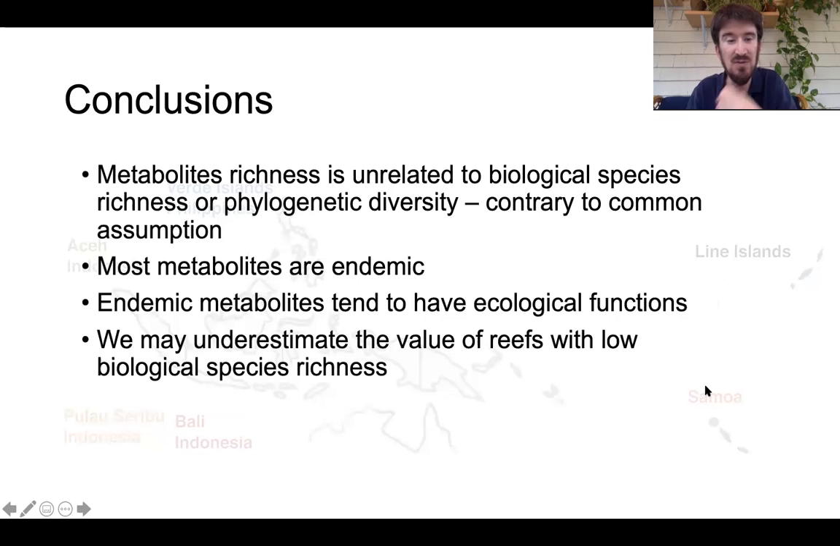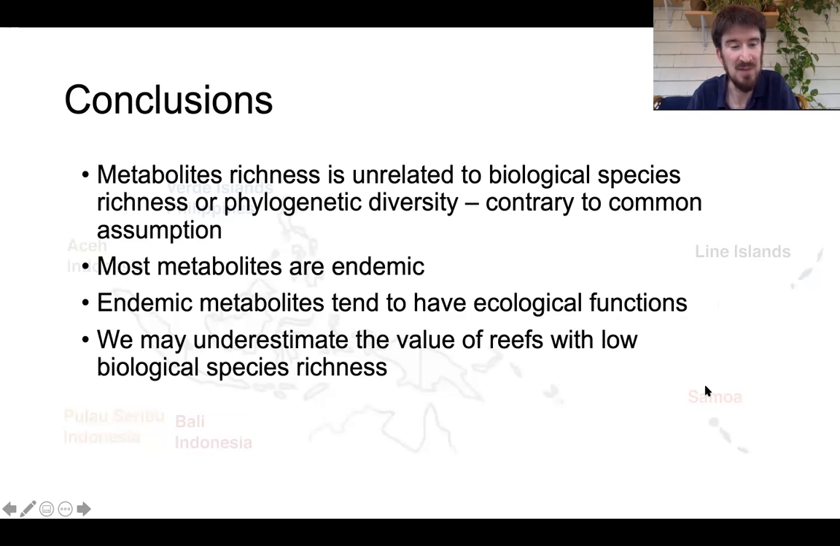And so the conclusions that we had from this is that metabolite richness and structural diversity is unrelated to biological species richness or phylogenetic divergence, which was shocking to us, actually, because that is a common assumption. It is almost spoken as if we wouldn't need to come up with data that more species will equal more metabolites. But when we tried to test this using one of the first tests using communities and across a large spatial scale, we did not see a trend.